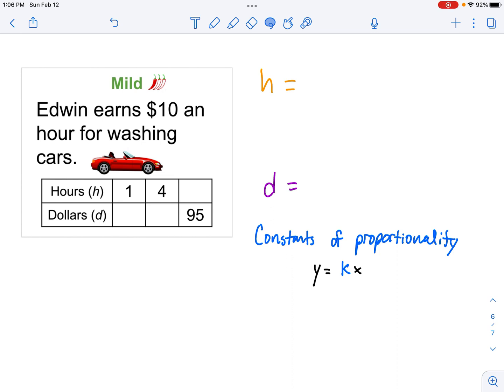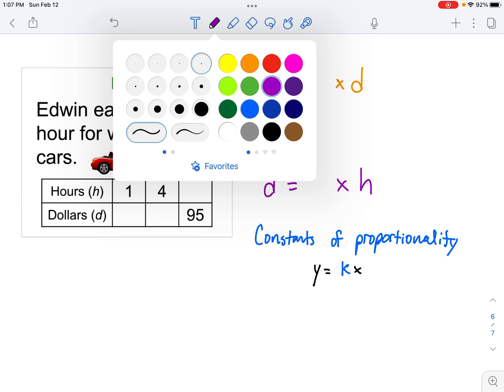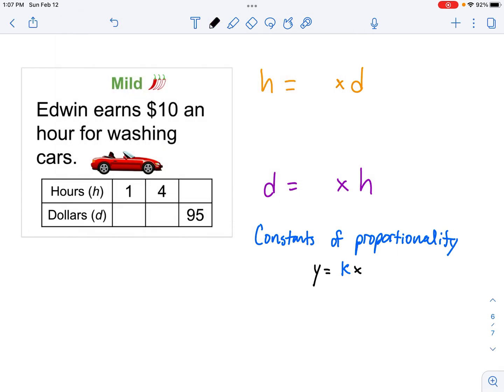Okay, so the form of our equation is going to be h equals something times d, and d equals something times h. All right, so to figure out what those values are, I recommend making a table. So in our table, we are going to use the fact that he earns $10 an hour to find what our constants of proportionality are. Well, right away, I already know one of the constants.